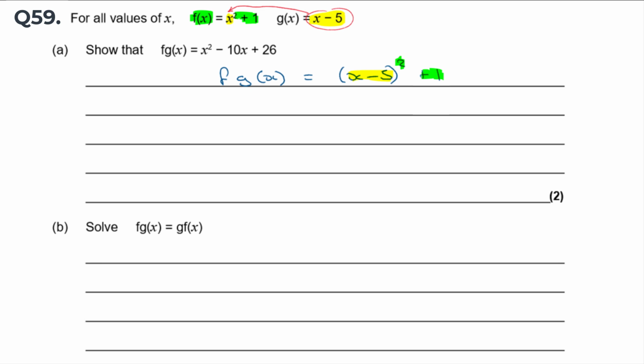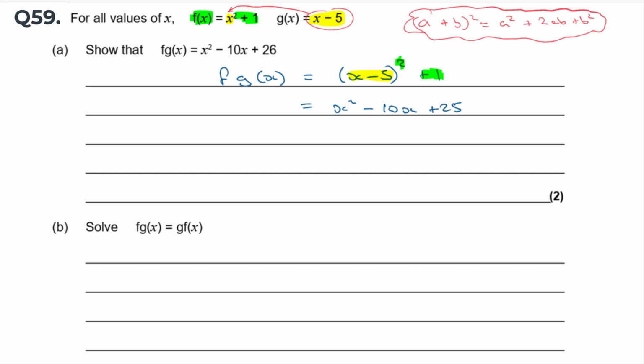We just need to work that out now. So what is x minus 5 all squared? I've got a perfect square there. If you remember your identity, a plus b all squared equals a squared plus 2ab plus b squared. Very handy little identity. That means when you've got these brackets that you're squaring and you need to expand them, you can do it quite quickly. So here I know that's going to be x squared minus 10x plus 25 plus 1.